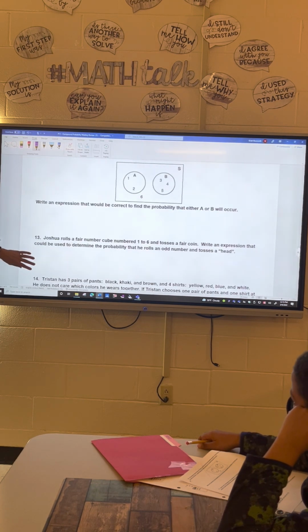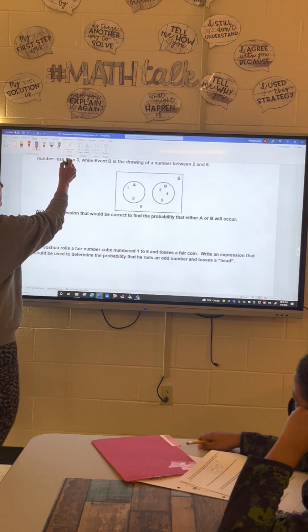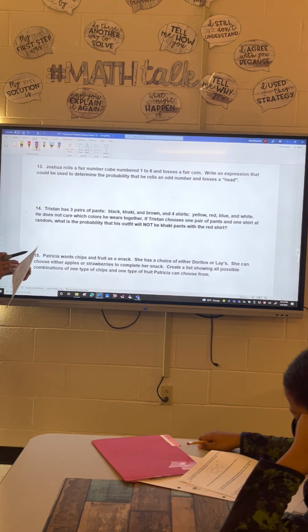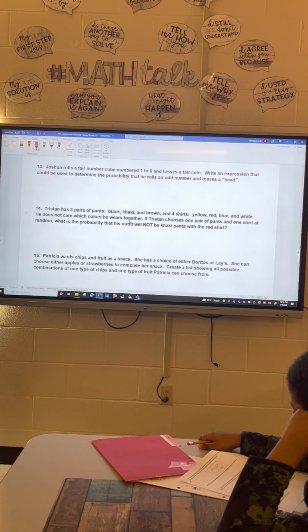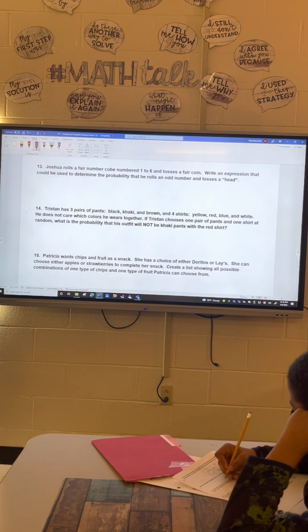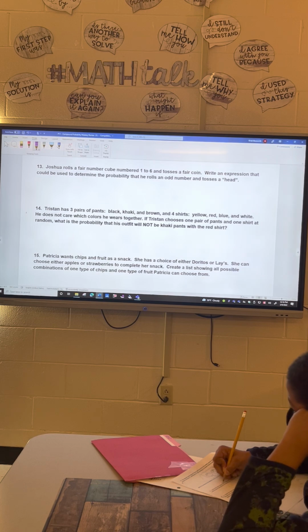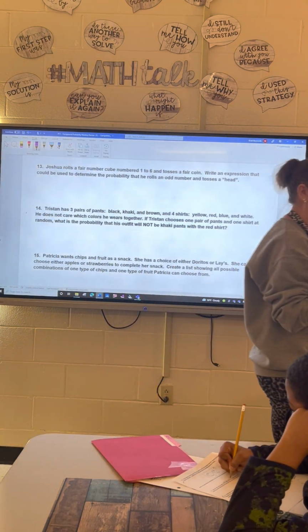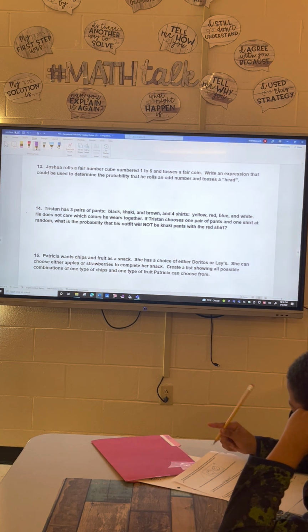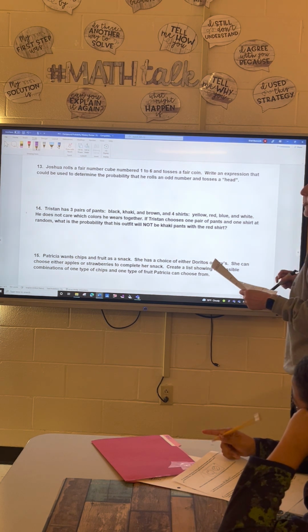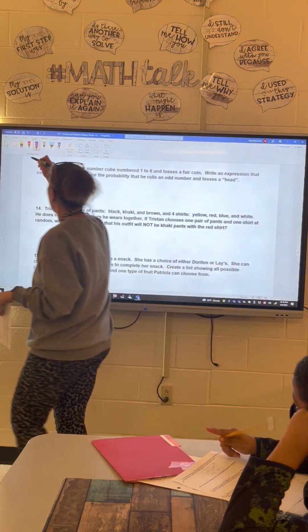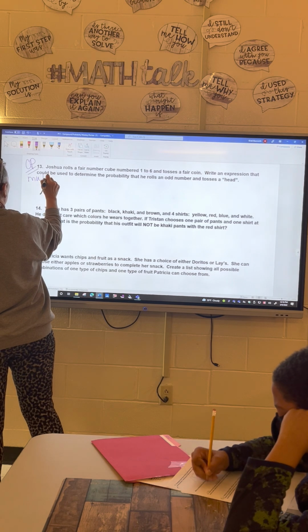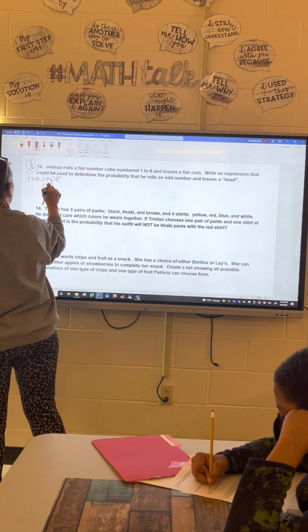We're skipping 12 and going to 13. Joshua rolls a fair number cube, numbered 1 to 6. Ant tosses a coin. You can go back and rewatch this if you need to. So what is he doing? One event or two? More than one event? Multiple events or one? Multiple events. So this is compound probability. This is multiple events.